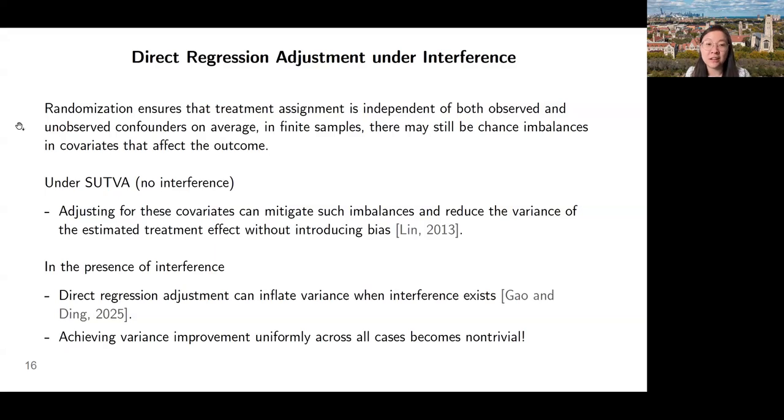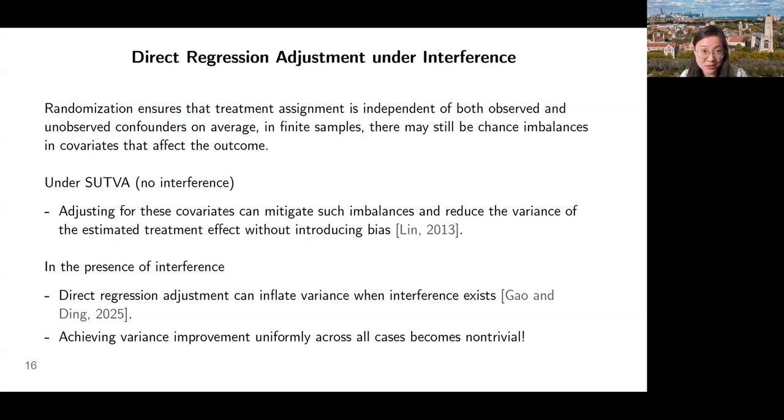so randomization on average would ensure that treatment assignment is independent of both observed and unobserved confounders. But in finite samples, there are still chance imbalances in covariates that can affect the outcome. So really what that means is that randomization ensures, even without interference, that things are unbiased, but there could still be variance, and your covariates can be useful in reducing the variance. When there's no interference, there are papers that show that adjusting for those covariates can mitigate such imbalances and reduce the variance of the estimated treatment effect without introducing bias, mostly asymptotically.